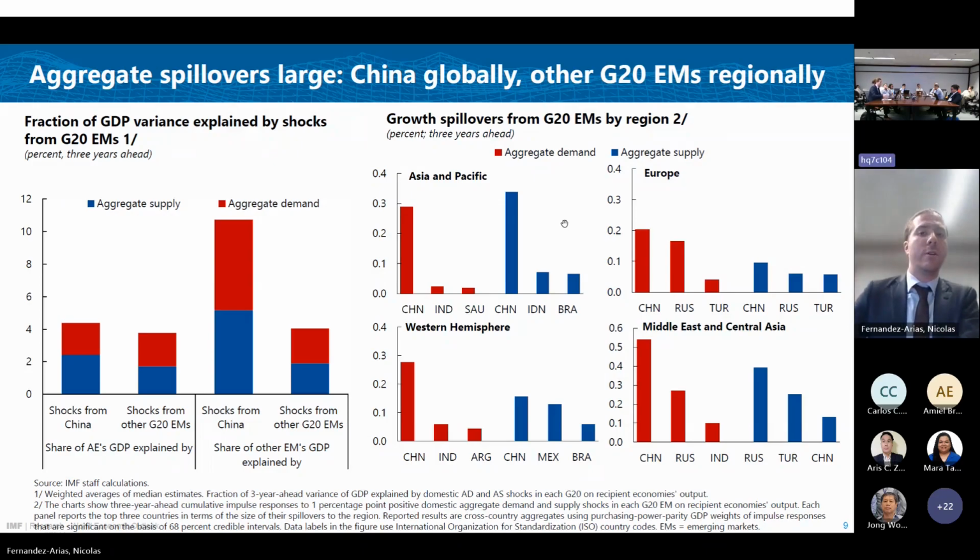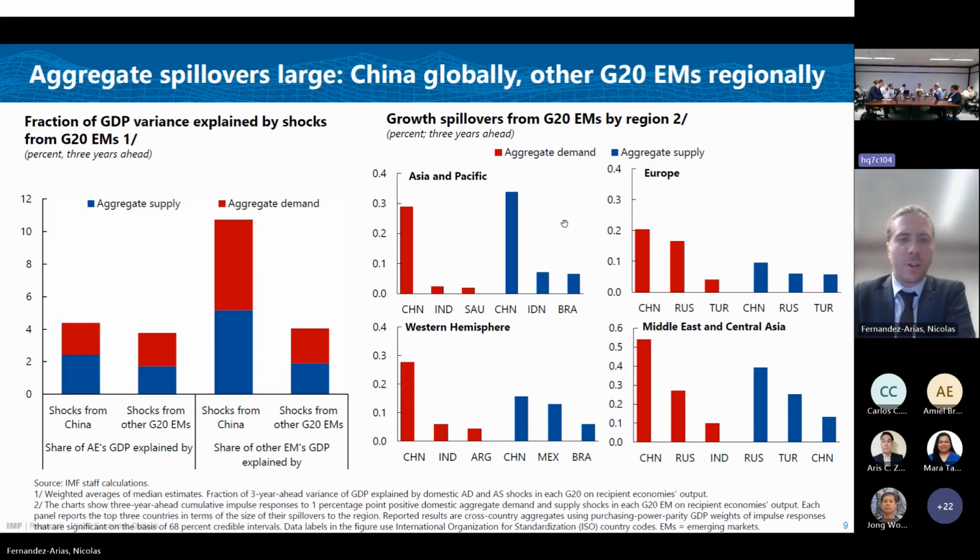And we see also that other G20 emerging markets are less able to explain output fluctuations at the global level. However, if we look at the right chart, which breaks out the role of aggregate demand and aggregate supply shocks of different G20 emerging markets at the regional level, we see that while China is important for every region, other G20 emerging markets play an important role at the regional level. So for example, Brazil and Mexico play an important role in the Americas in the third panel. And Russia and Turkey play an important role in Europe and in Central Asia.